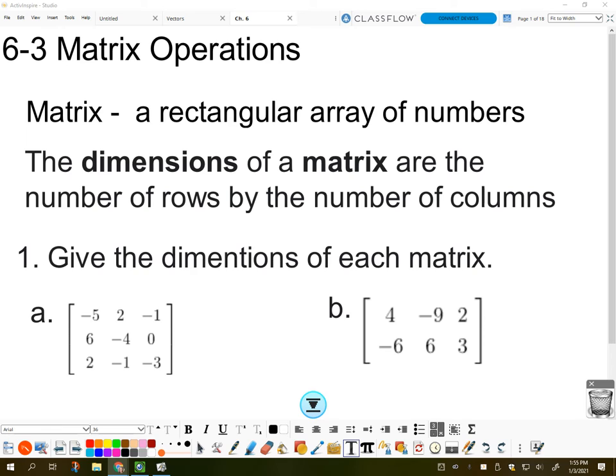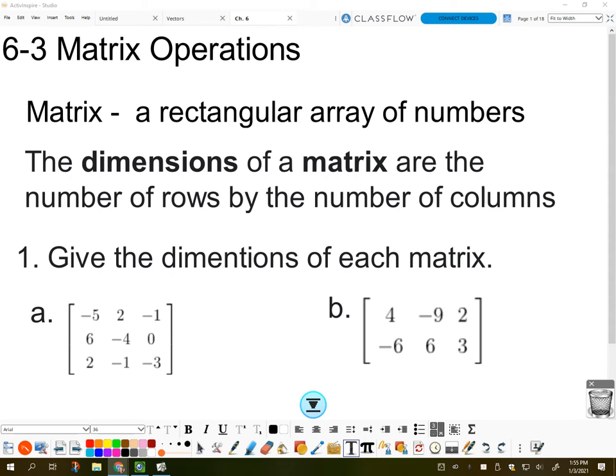Okay, so we're starting with 6.3. We're going to do basic matrix operations. So all we're going to do is basically add, subtract, and multiply by a scalar, and a scalar is just a single number. Tomorrow we'll finish up this section. We'll multiply the matrices by each other, and then we'll move on to 6.4 on Wednesday.